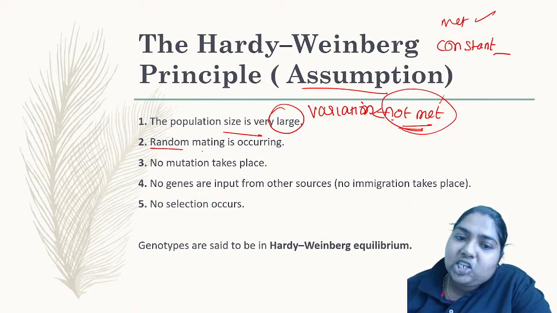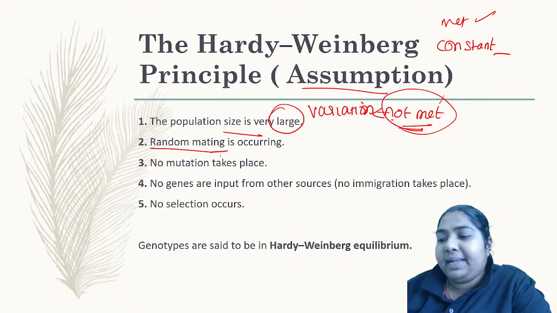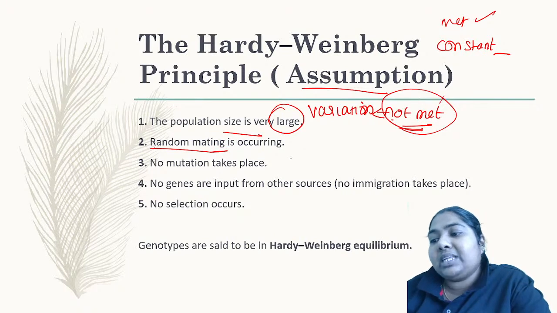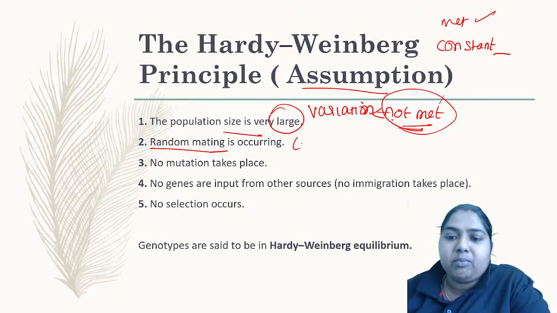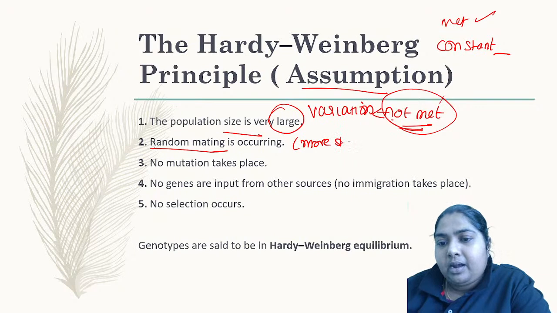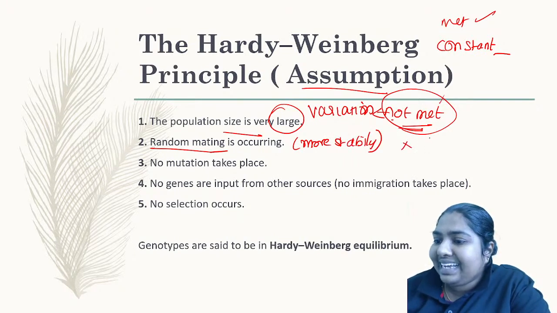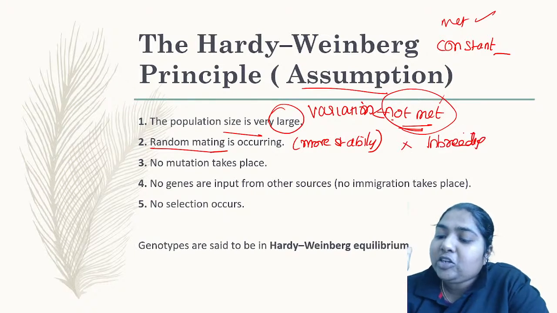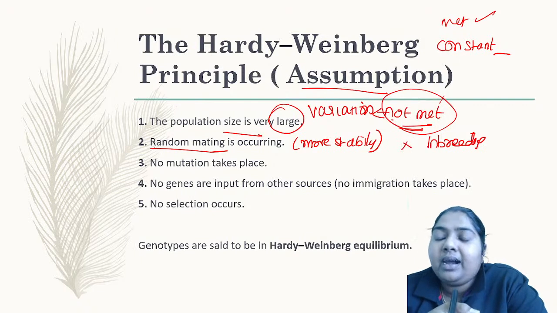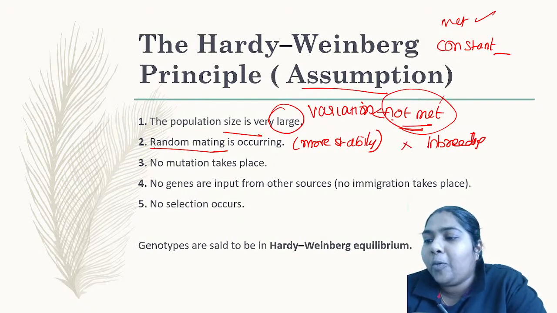The second condition, there should be random mating. Random mating only gives more stability. The opposite of random mating is inbreeding. If it is inbreeding, absolutely the variation will go.